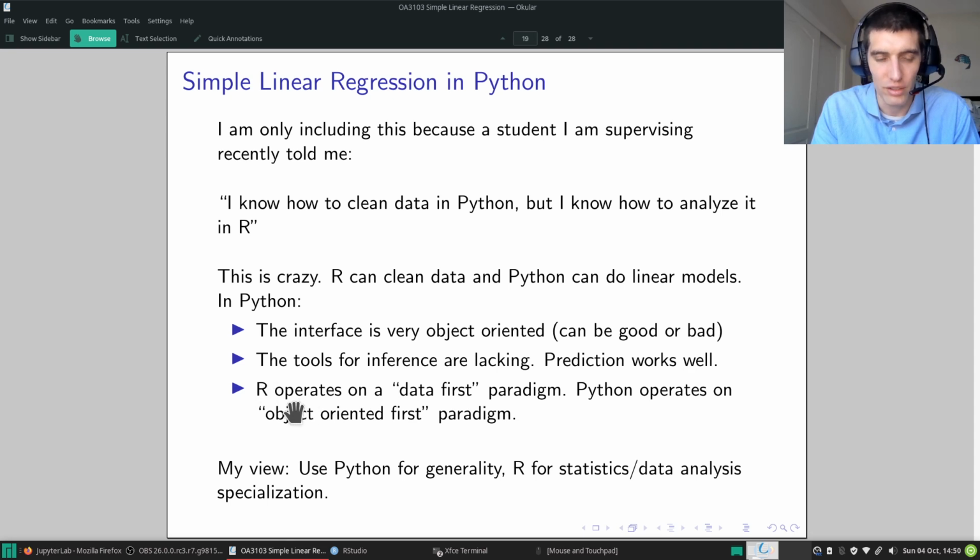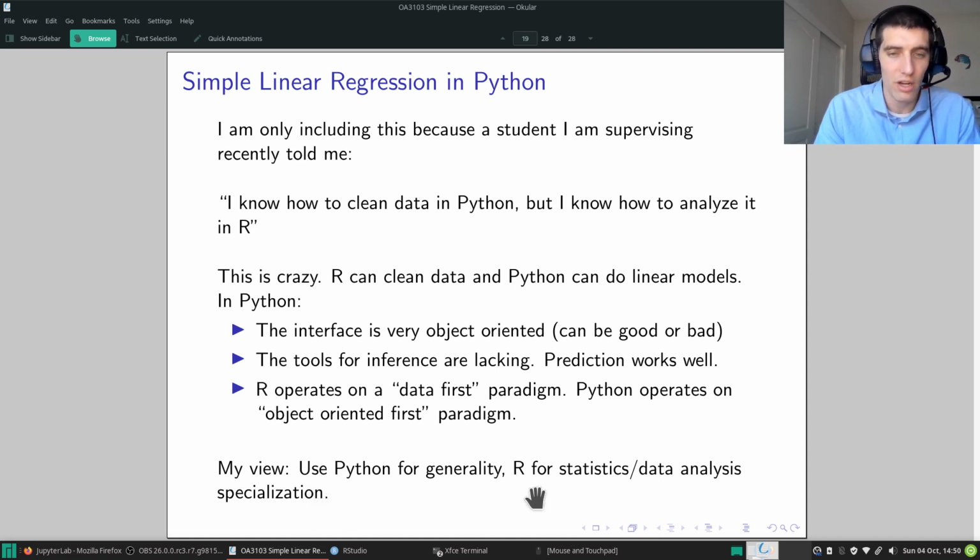Lastly, just philosophical, I sort of hinted at this. R, being built for statistical computing, operates on a data-first paradigm. That means thinking about doing statistics first and foremost is its goal. Python is first and foremost a general programming language, so it has this object-oriented first paradigm. So you'll see those philosophical differences. And I don't say any of these things to disparage Python. I use Python a lot myself. It's a very nice language. I like to use Python for generality.